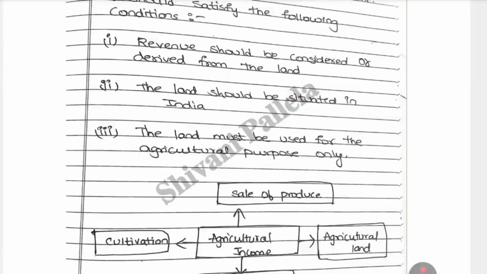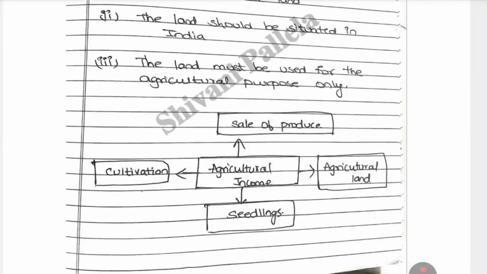Okay, so draw this flow chart. What is the agriculture income? Whatever the cultivation, whatever the agriculture land, seedlings or sale of produce.